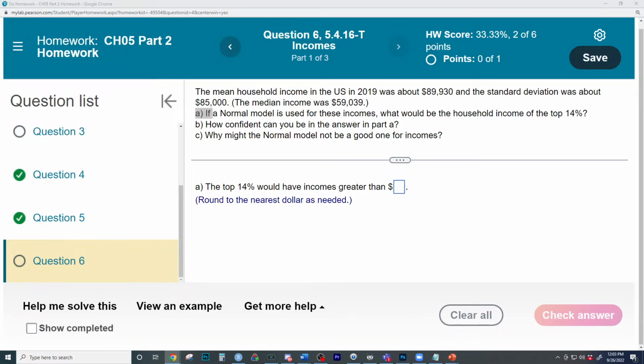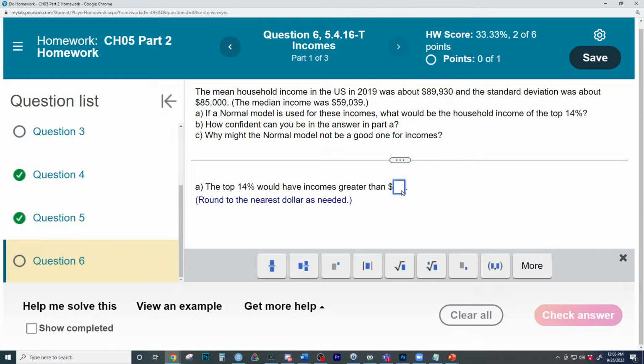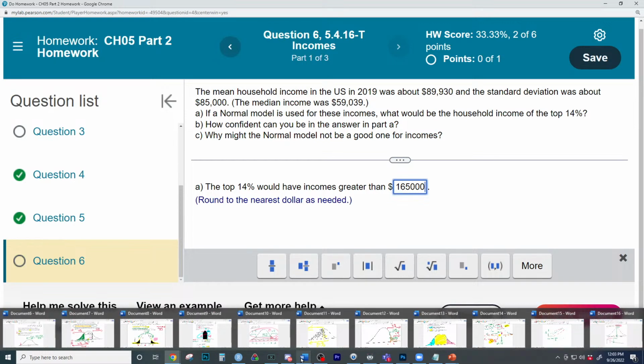And we would need to enter in the mean and standard deviation for this question. Now, you can kind of take a guess at this because it's a little less than one standard deviation because this is the top 14%. So I'm going to add about 75,000 to that and get about 165.